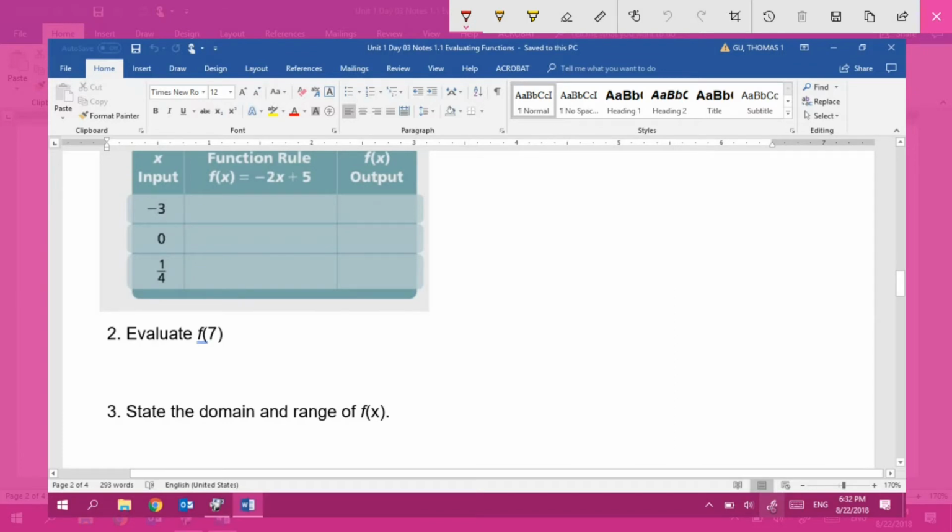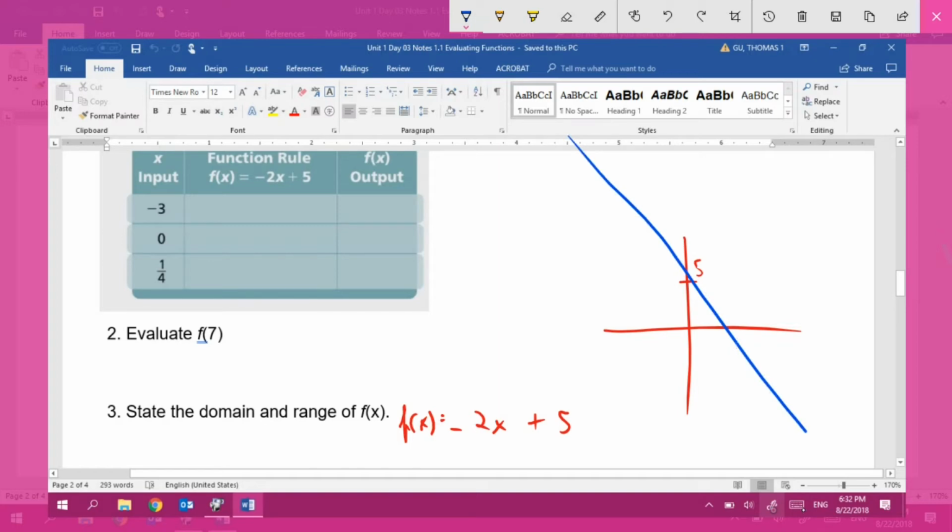We can see that our rule is negative 2x plus 5. That is f of x, right? Now, if I were to graph this, this is an equation of a line. It's an equation of a line that crosses at positive 5. And then it just goes down 2 over 1 forever. Down 2 over 1, down 2 over 1. So it's pretty much a line that goes on forever like this.